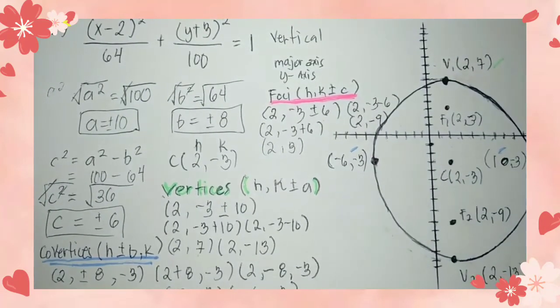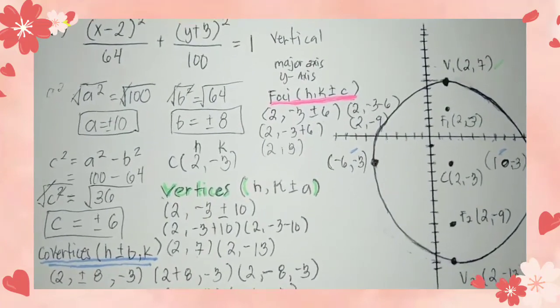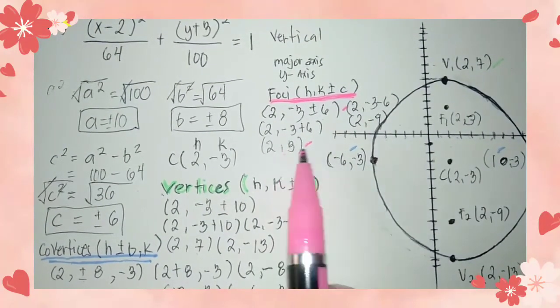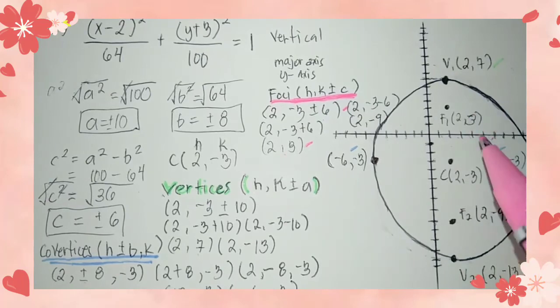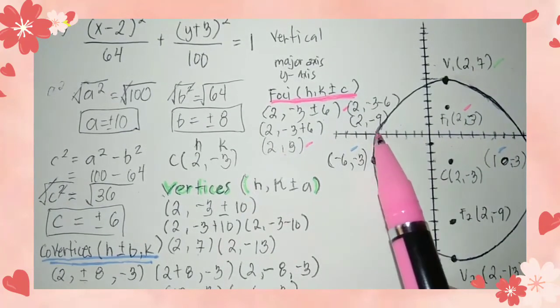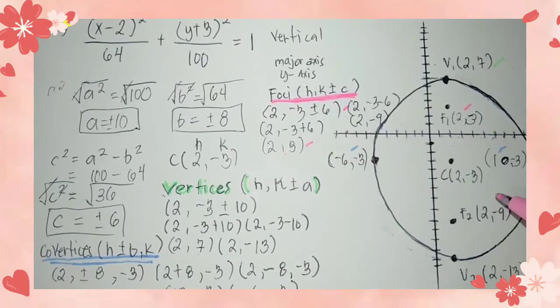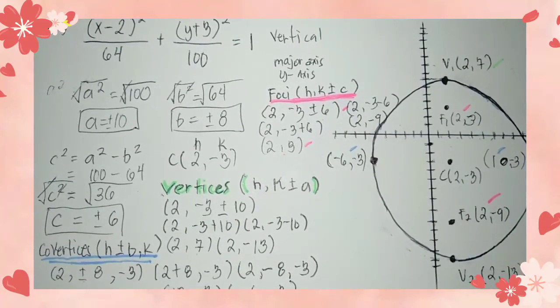So, tingnan natin kung tama ba yung magiging coordinates natin. So, we have 2 and positive 3 as our foci. Ito siya, 2 and positive 3. Check. And, of course, 2 and negative 9 sa ating focus 2. So, we have 2 and negative 9.